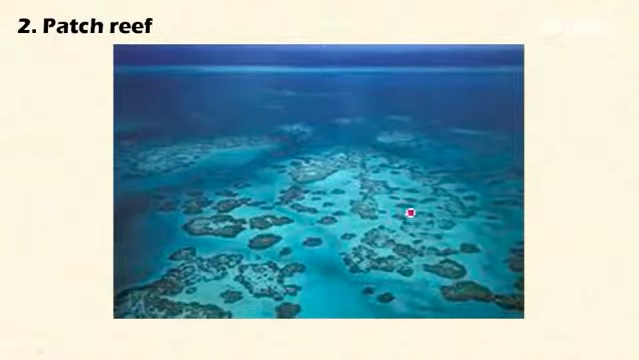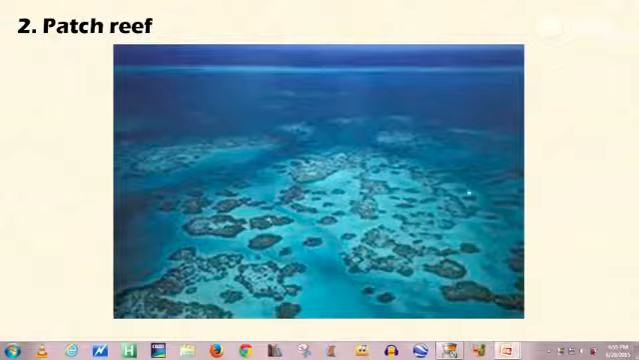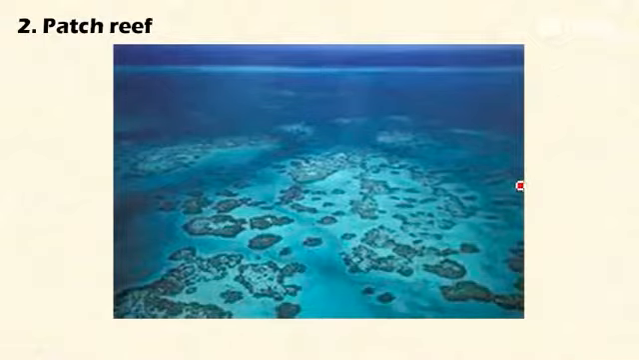And the second is the patch reef. Patch reefs are isolated and discontinuous patches lying shorewards of offshore reef structures. They live in the midst of the oceans, and these are called the patch reefs. They can be found in the Gulf of Mannar and Gulf of Kutch.